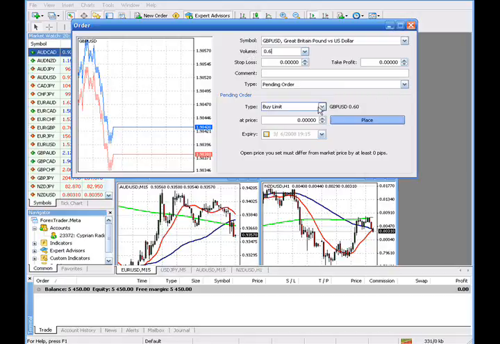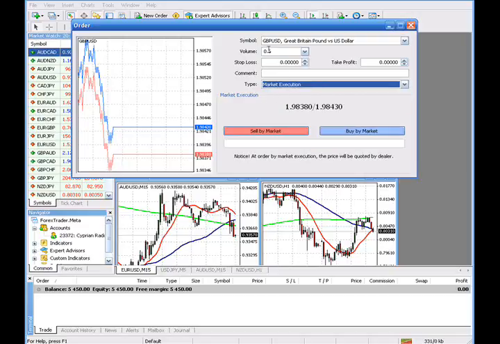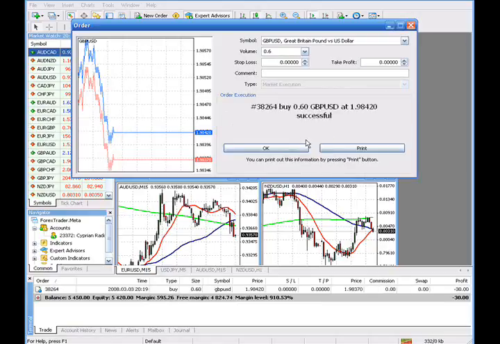Okay, so let's go back to market order. Okay, and we want to buy 0.6 lots. That's 6/10 of a standard lot for the British pound US dollar pair, and we're going to buy the market, and now we're filled. Okay, so it tells us right here the order number.